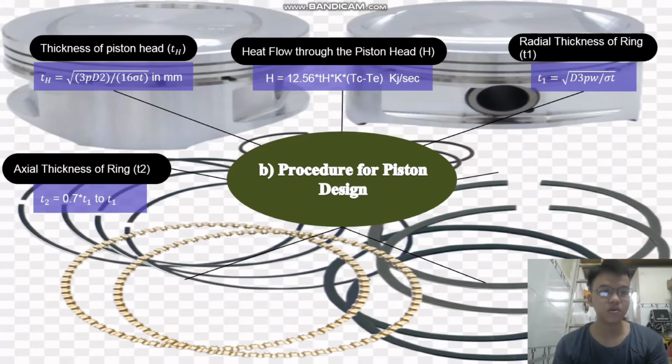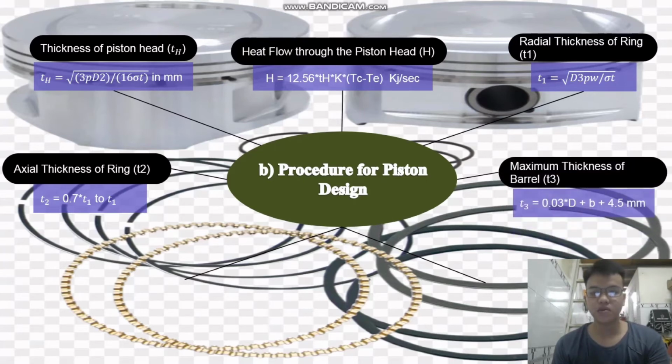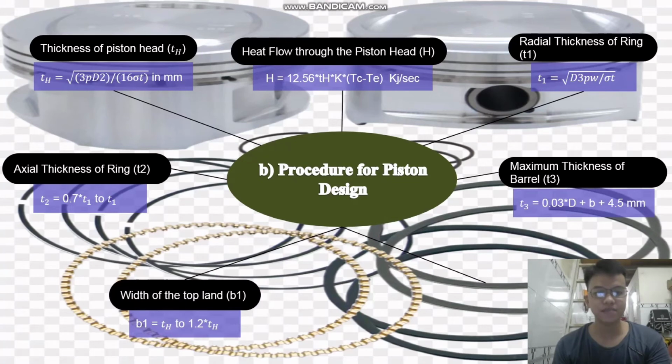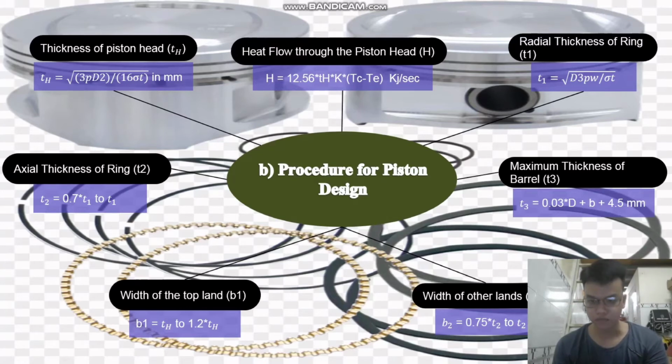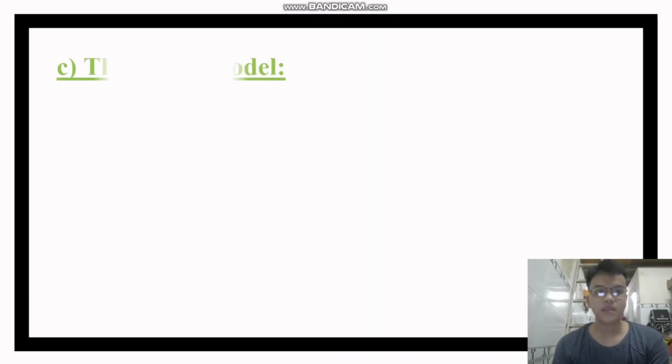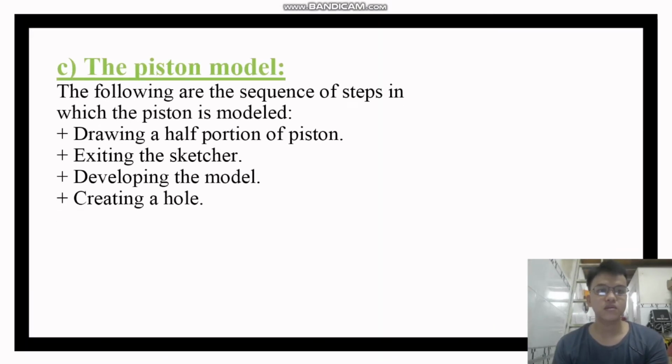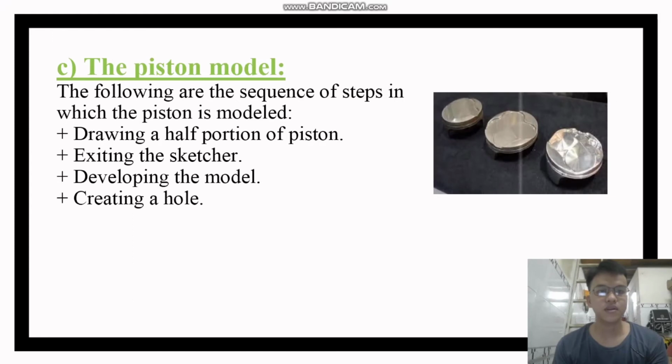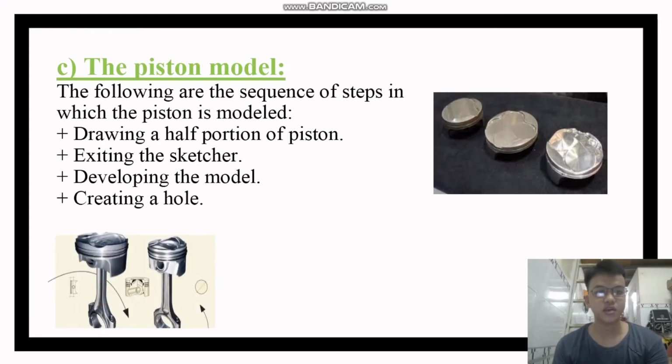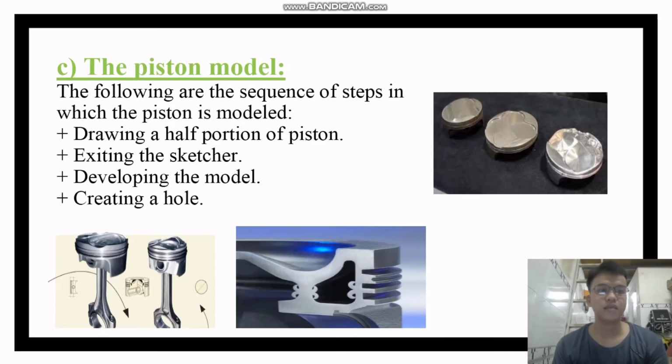T2 equals 0.7 times T1 to T1. Maximum thickness of barrier T3. Width of the top land B1. B1 equals from T3 to 1.2 times T3. Width of the ring B2. B2 between 0.75 times T2 and T2. And the last, the piston model. The following are the sequence of steps in which the piston is modeled: drawing a half portion of the piston, existing a sketcher, developing the model, and creating a hole.